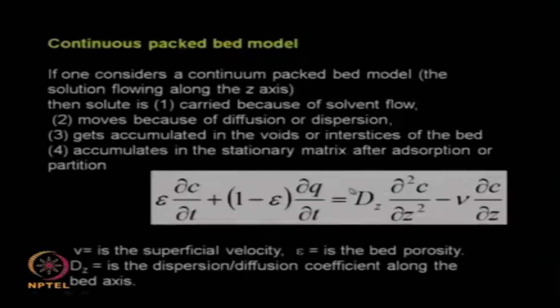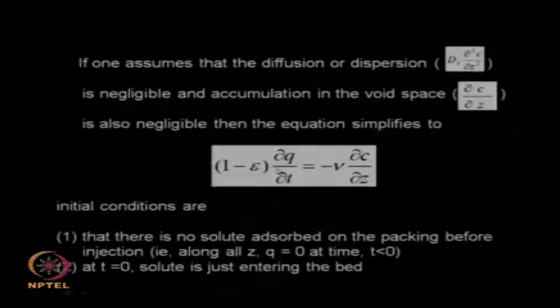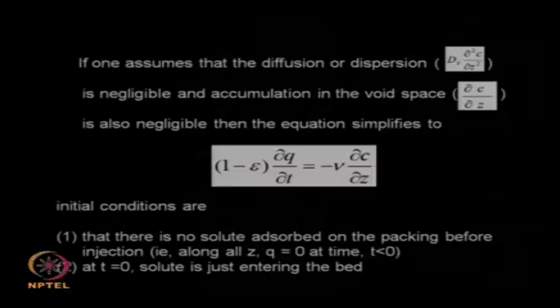Accumulation in the void space is also negligible, okay. So then what do you end up with? You will end up with the accumulation on the stationary phase, that is the solid phase, and this arises because of the flow of the bulk solvent, understand. So we have neglected the accumulation in the void space or the mobile phase, we have neglected the dispersion, so we end up with the simpler looking equation.